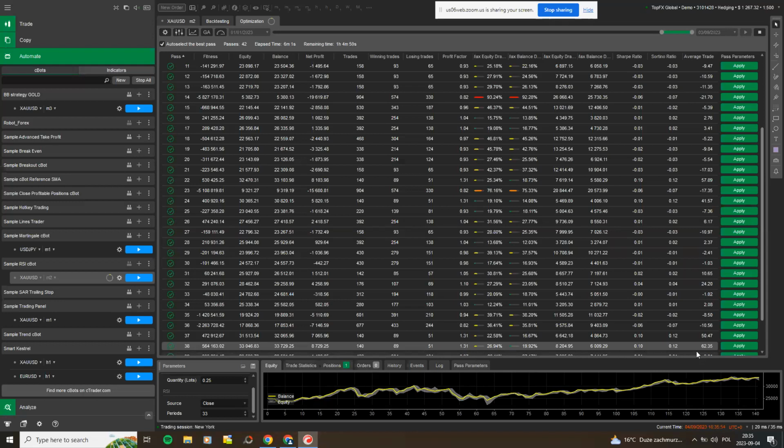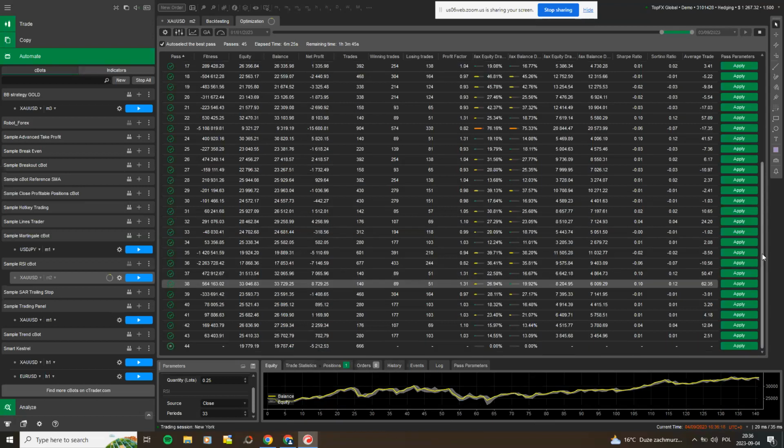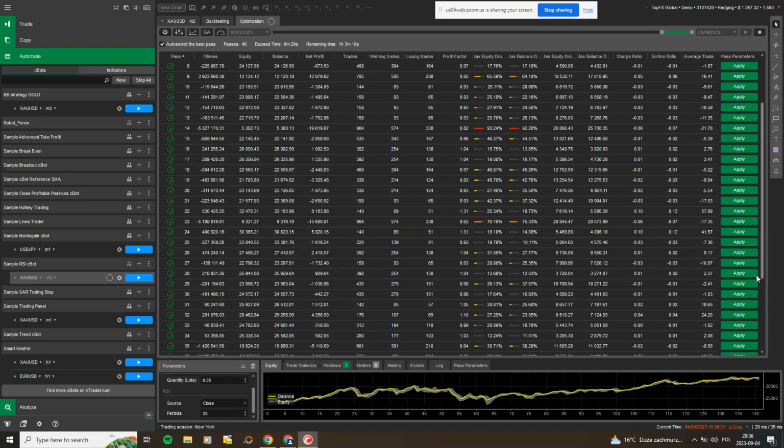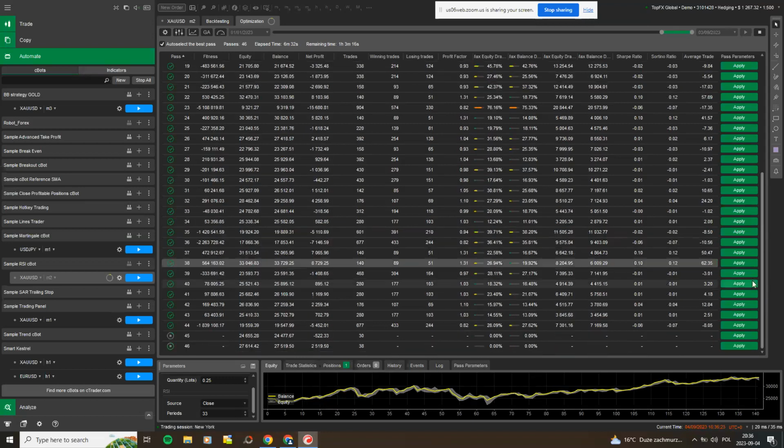Okay, so we are still doing this. We are still trying to find the best fit, trying to optimize the strategy. We are quite far away. I don't want to stop it right now, but you get the idea of optimizing this set of parameters in your strategy. Let's just wait for it to finish.